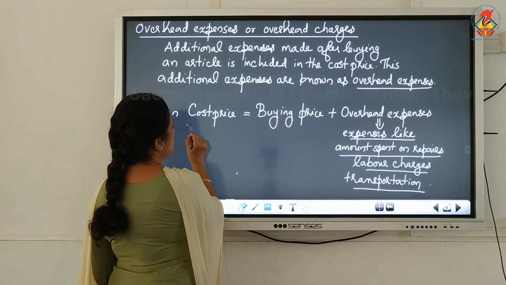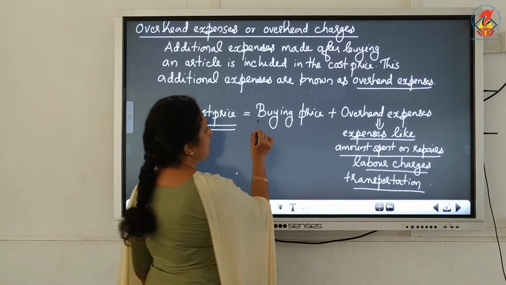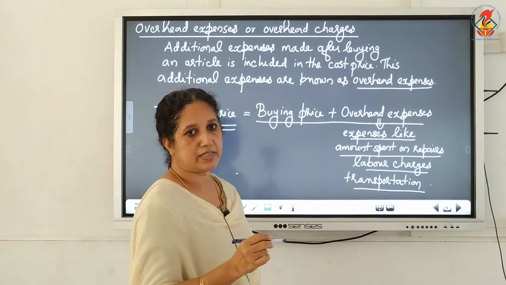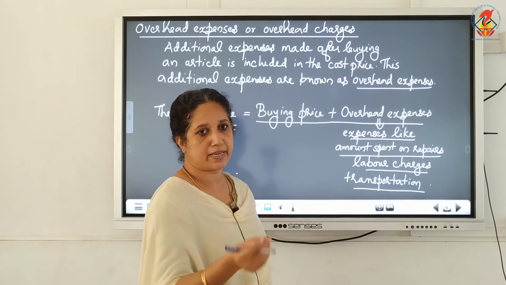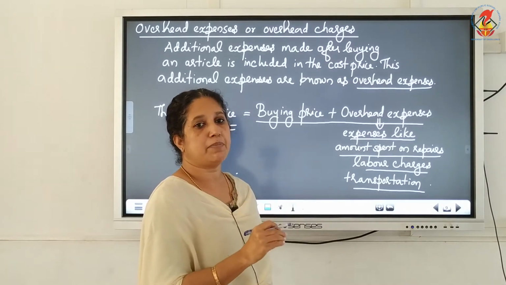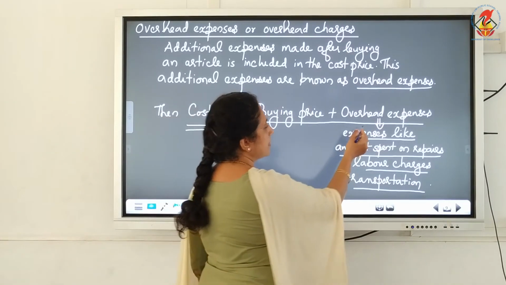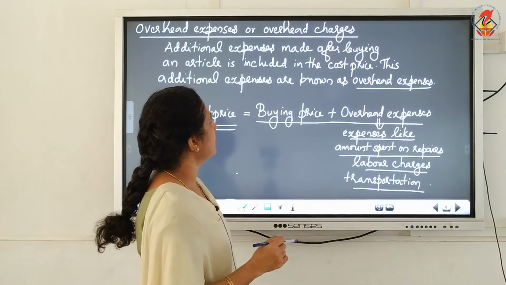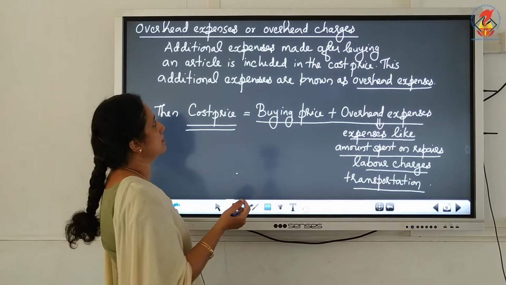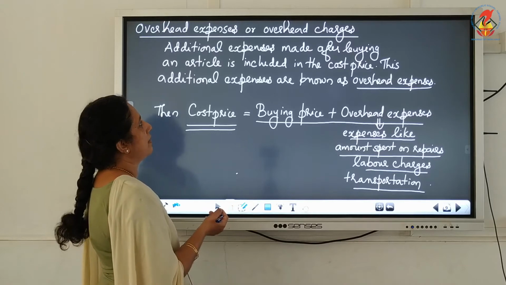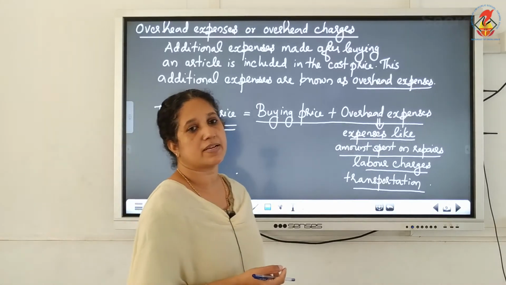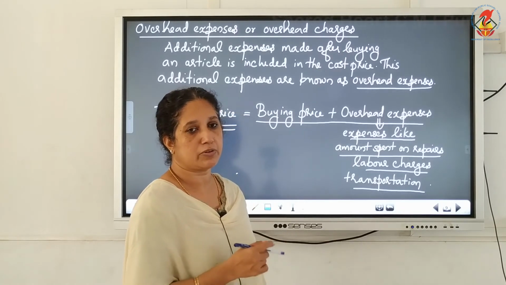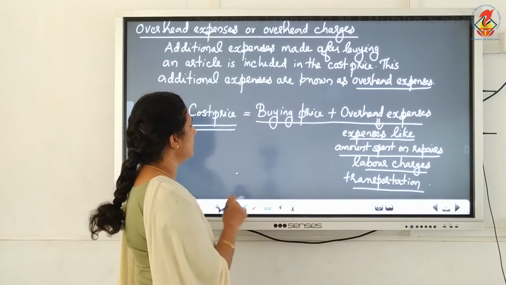So the cost price will be equal to buying price plus overhead expenses. When we buy an article, it will have one price, that is known as the buying price, and along with that buying price we have to add the overhead expenses also. Then we will get the cost price. So overhead expenses or overhead charges means additional expenses made after buying an article. That also we have to include in the price, and then we will get the cost price.